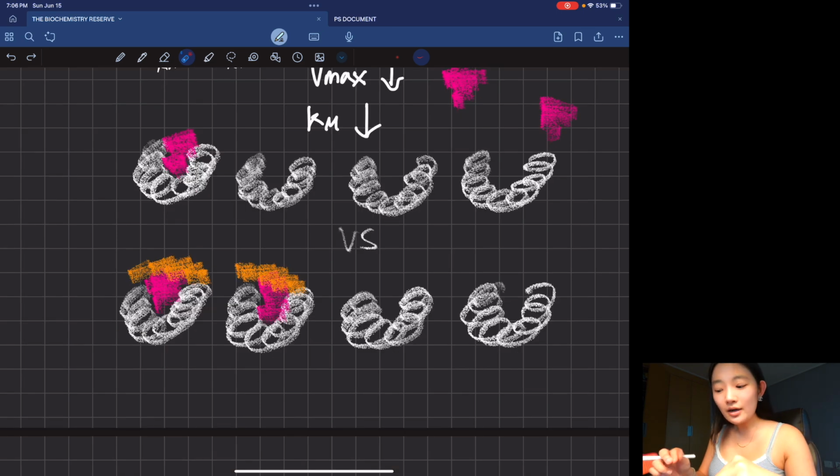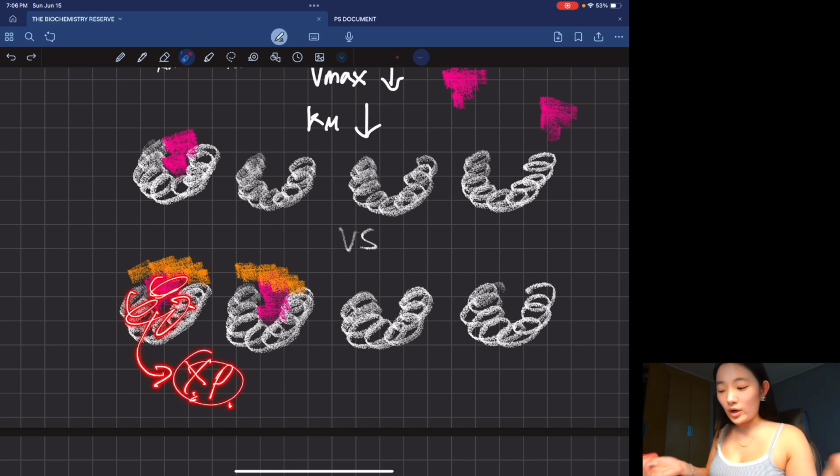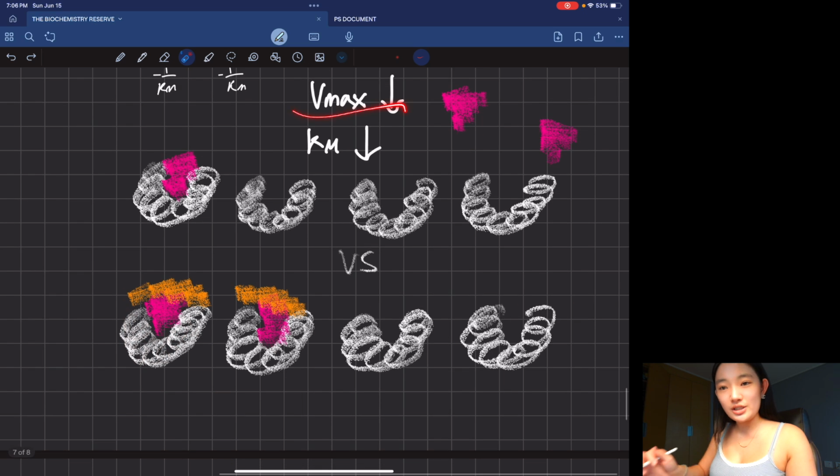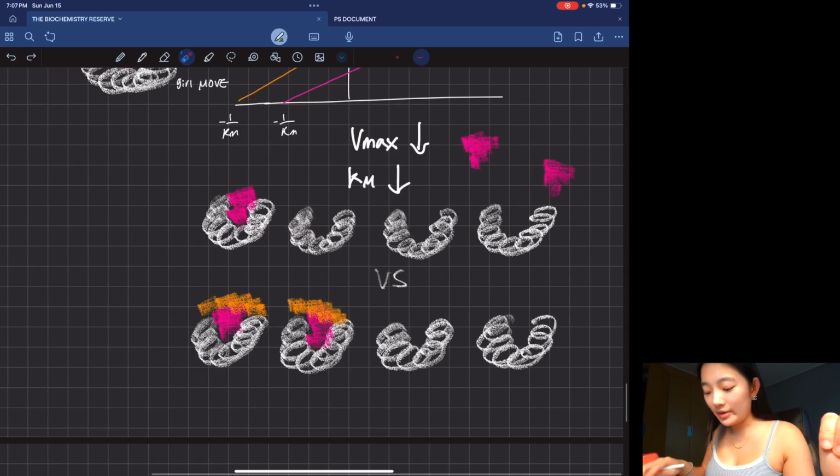I say seemingly there because at the end of the day, this isn't going to form products. So yeah, it can bind tightly all you want, but if it's not forming product, then what is it doing, right? Vmax efficiency is going down, but affinity is going up, so nothing's really happening, but you guys are closer together than ever. Sound familiar? I know, story of my life.